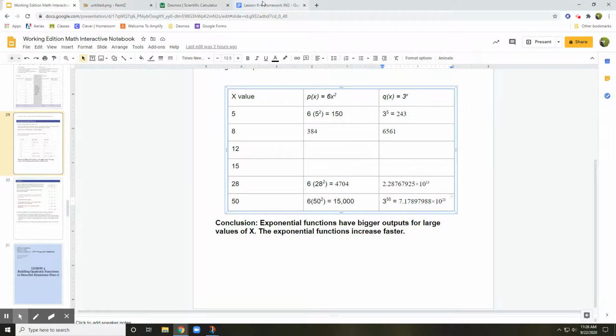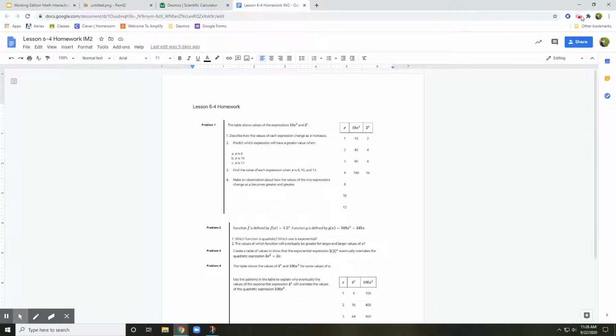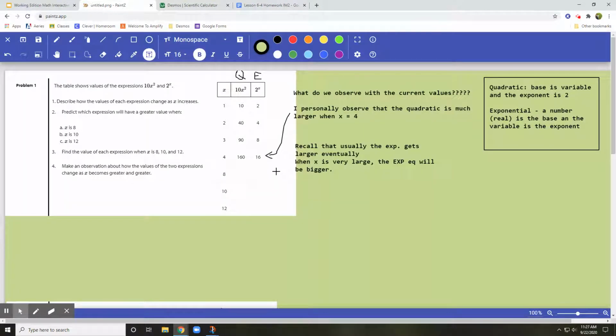The question becomes, when do they cross paths? And we don't know when they're going to cross over. So we're going to have to find that out. So let's go ahead and predict which one. We're going to predict that eventually the exponential will be larger, but we don't know when.